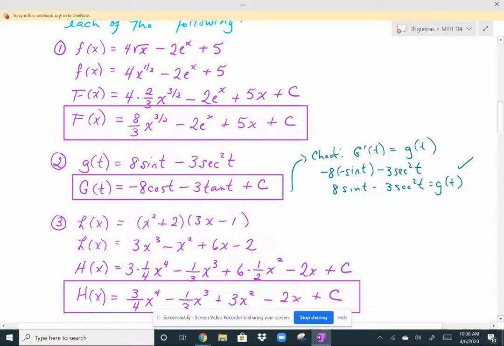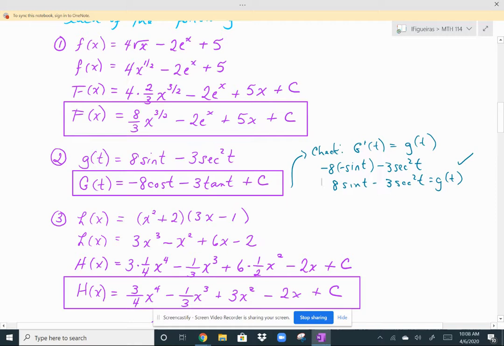So here's another one. This is a product. I have h of x is equal to x squared plus 2 times 3x minus 1. So like I mentioned before, there is no anti-product rule. So first we need individual terms, and we get that by foiling. So when you foil, you get little h of x is 3x cubed minus x squared plus 6x minus 2. Then we're ready to take the antiderivative, so that's when we call it capital H of x.